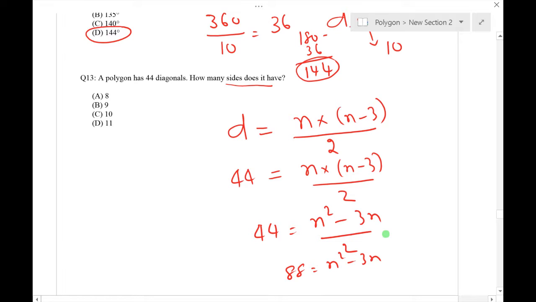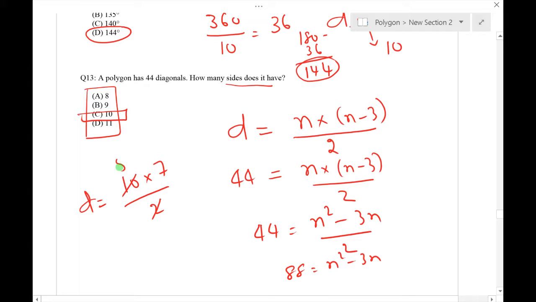And so the best way to solve this will be to go back to the answers and see which one is going to fit. If you have some reasonable knowledge of the number of diagonals, then it'll probably help. I'm going to begin with 10. Let's say 10 is the number of sides. Then d, the number of diagonals, is going to be 10 times 10 minus 3, which is 7, divided by 2.